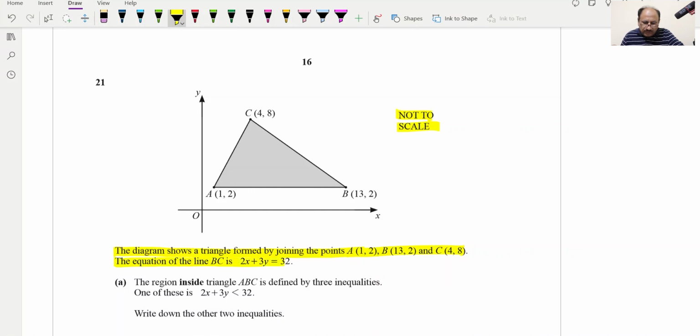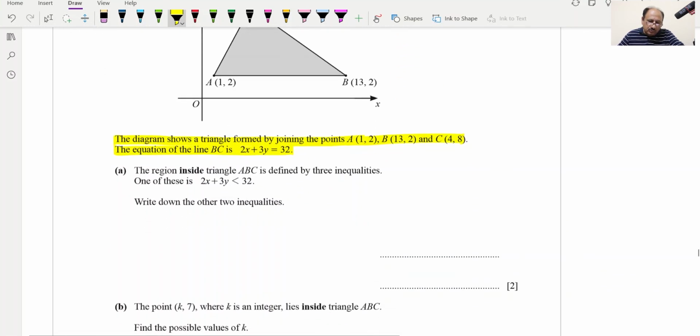The equation of the line BC is given, which is 2x plus 3y is equal to 32. A part, the region inside the triangle ABC is defined by 3 inequalities. One of these is 2x plus 3y is less than 32. Write down the 2 other inequalities.